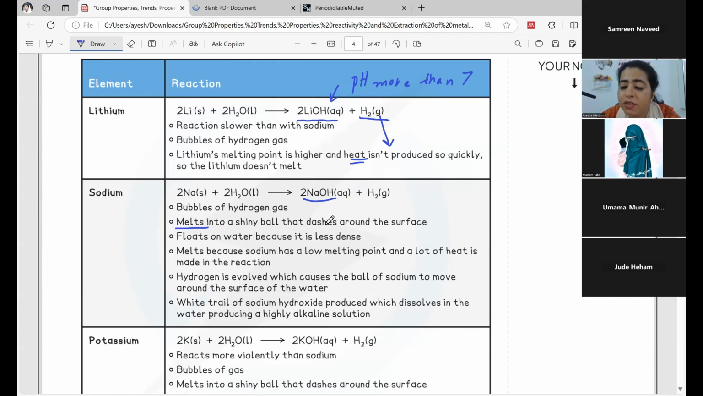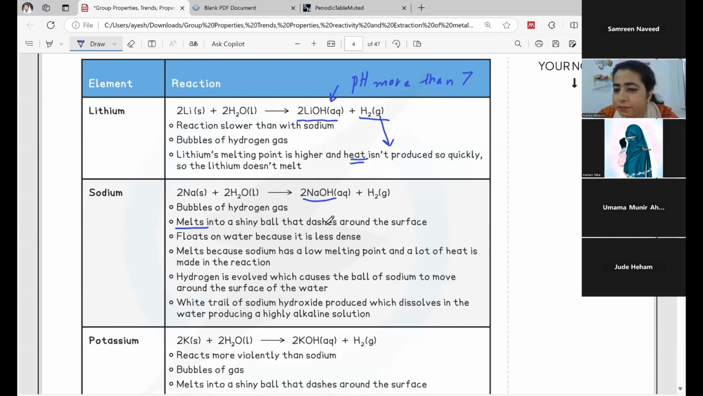So as soon as it is reacting with the water, it will start melting on the surface and move around the surface just like a ball. Dashes around the surface means it moves around the surface. At the top, it floats on the water because of the low density.